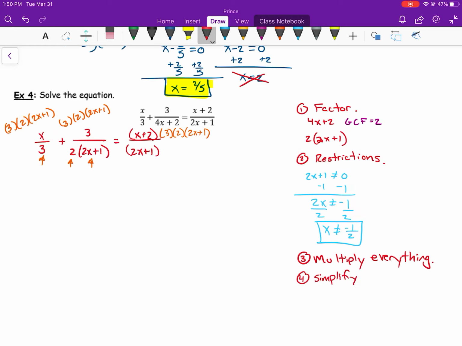Now we'll start to simplify. So the 3's go away, 2's go away, 2x plus 1's go away, 2x plus 1's go away there as well. So all my denominators are canceled out, which is why I like to multiply everything by the denominators, because now we just work with regular traditional algebra problems.